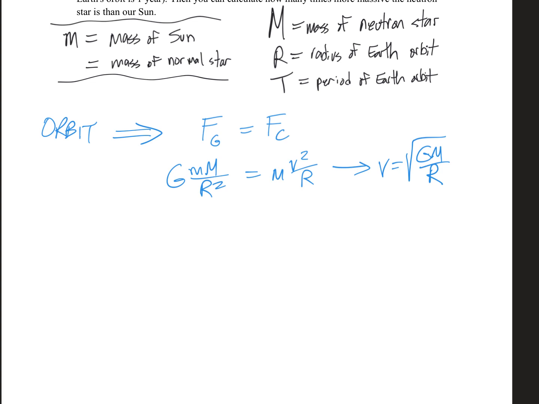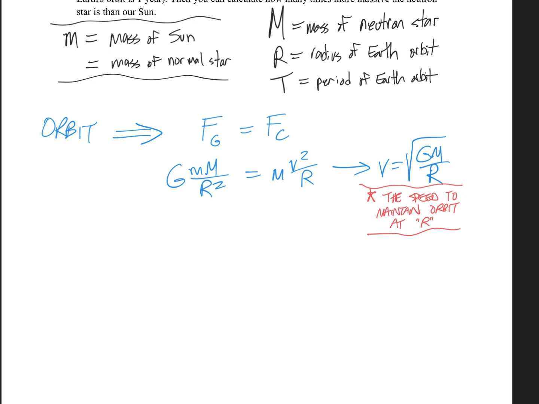So let me put a note on here. This is the speed to maintain orbit at R, circular orbit at R. Just a little note, I have to keep re-emphasizing what this equation means because we keep using it.